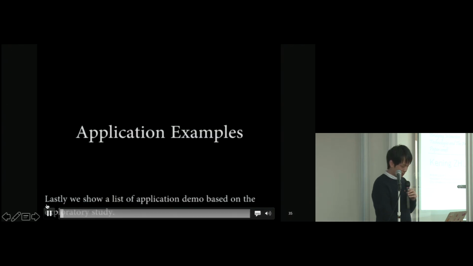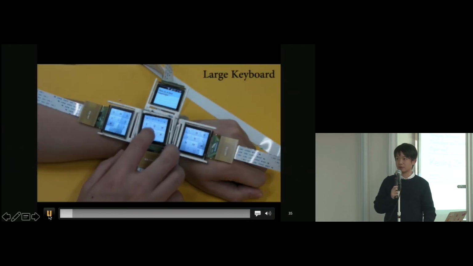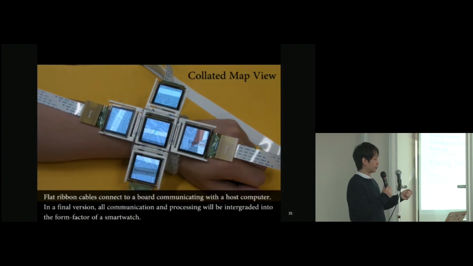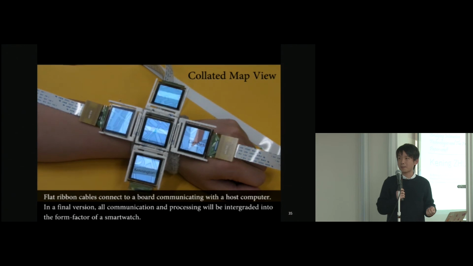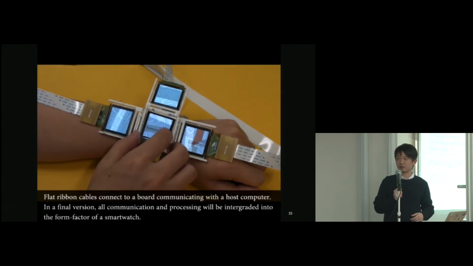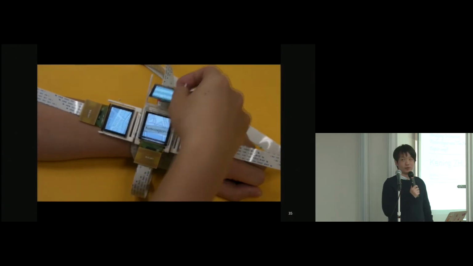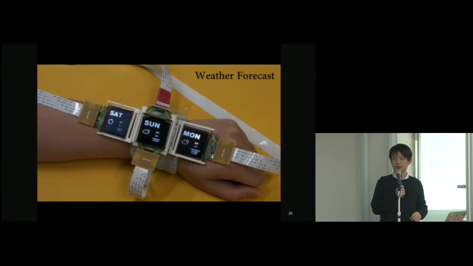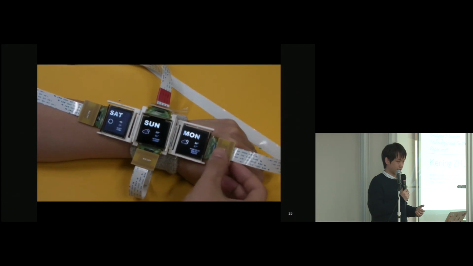And we also developed some application examples, such as a large keyboard. You can enlarge the keyboard of the watch by unfolding the panel. And you can also toggle a map view, and you can also fold it back to the center to toggle different functions.